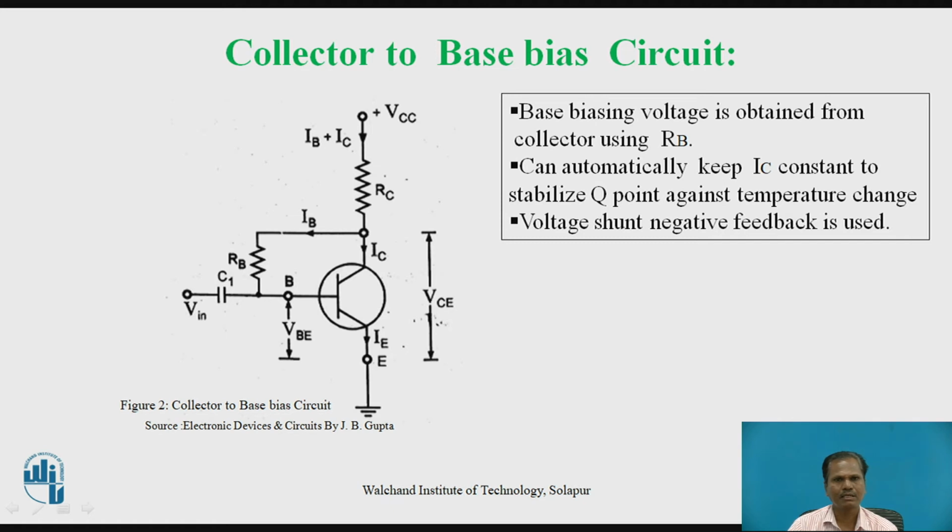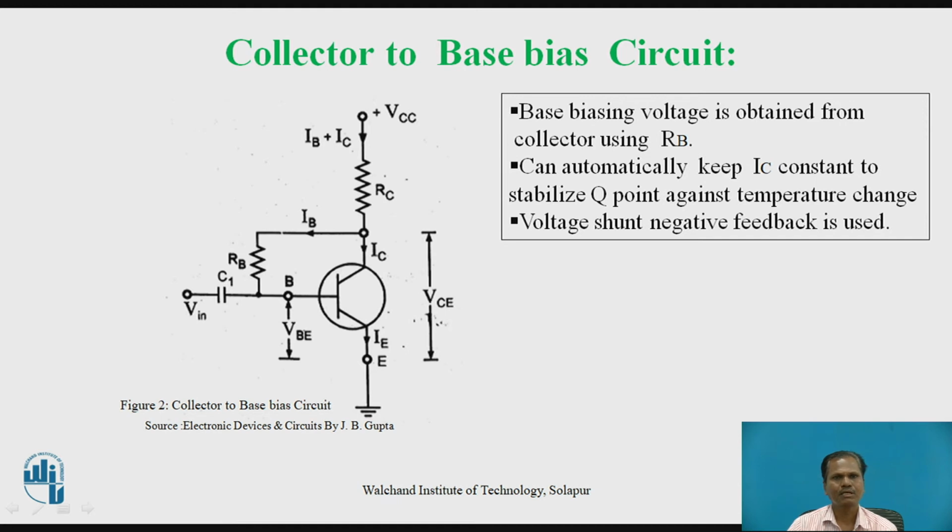Whenever a transistor is connected in a common emitter amplifier, that is the collector to base bias circuit. In the collector to base bias circuit, the base biasing voltage is obtained from the collector of the transistor using a single resistor RB. RB is connected between collector and base of the transistor. So this collector to base bias circuit can automatically keep IC constant to stabilize the Q point against temperature change. In this circuit, voltage shunt negative feedback is used.